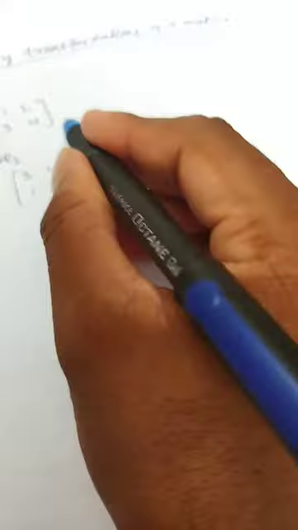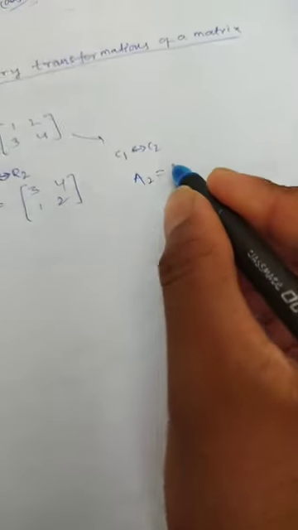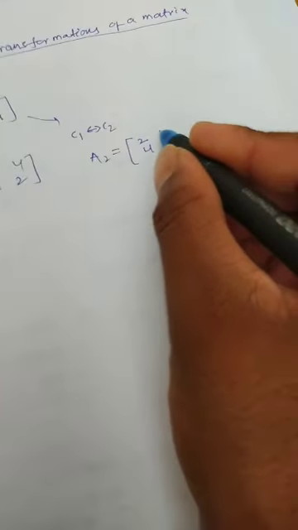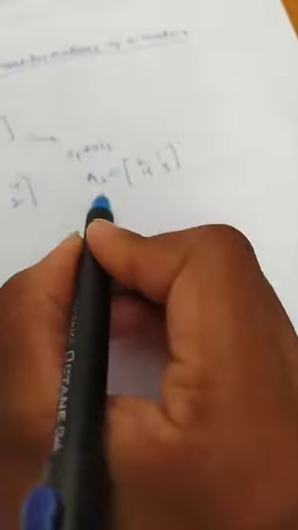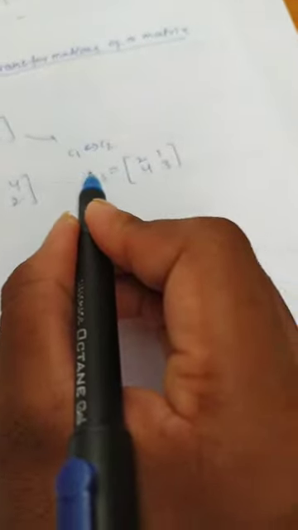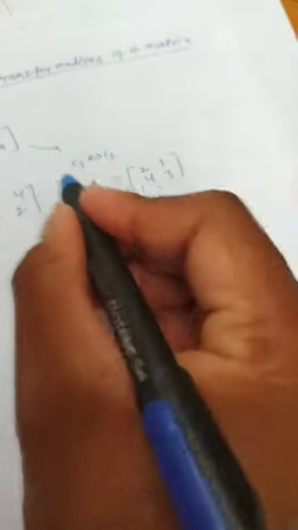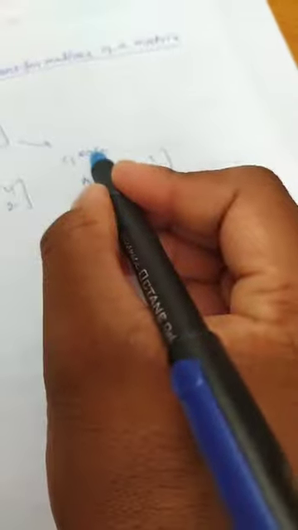Then for this matrix, you will get a new matrix A2. Here I am interchanging C1 and C2. So the first column becomes 2, 4, and the second column becomes 1, 3. Right? This is the new matrix, and these two matrices are equivalent matrices. Why? Because A2 is obtained from A by some operations which are called elementary column operations.